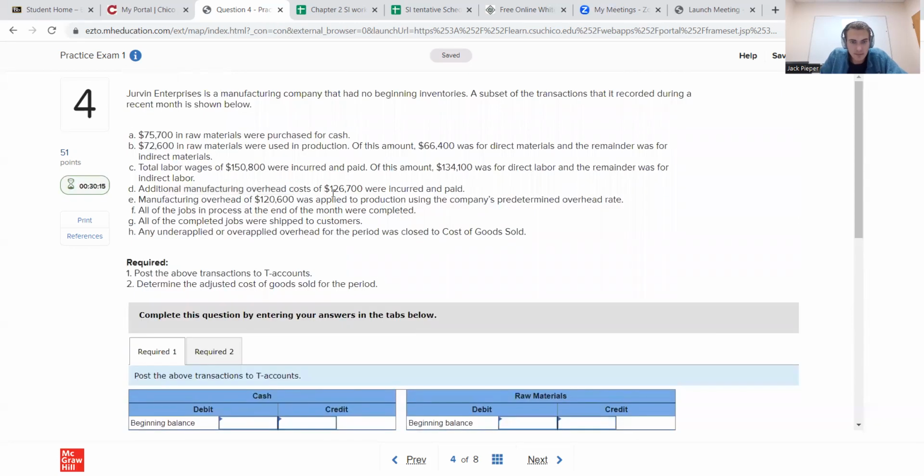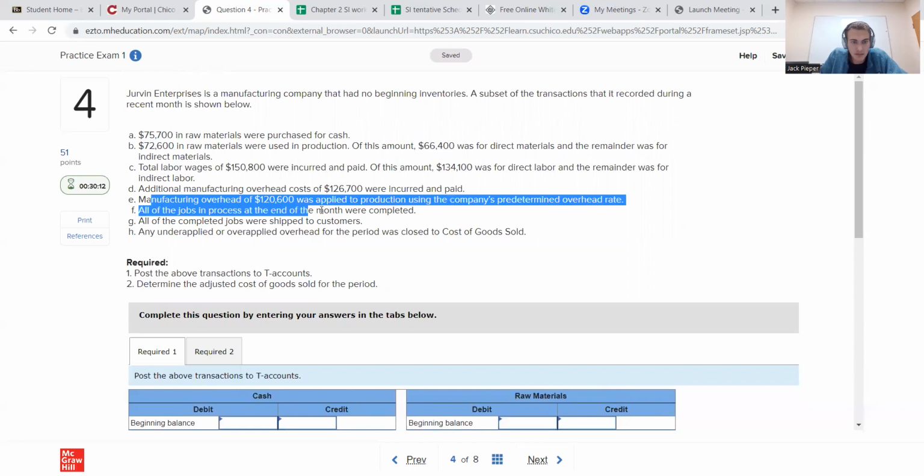Okay, scroll up. Remember, incurred and paid. All right, manufacturing overhead of 120,600 was applied. Ooh, applied. That means something. Using the company's predetermined overhead rate. Quick note: if it doesn't give you the manufacturing overhead applied, the way you're going to find it is using the predetermined overhead rate, which is the dollar amount per hour times the amount of hours, or dollar amount per dollar times the amount of dollars. It gives it to us here. I don't imagine you'd have to do it on the test, but if you did, that's how you would do it. Use the predetermined overhead rate.